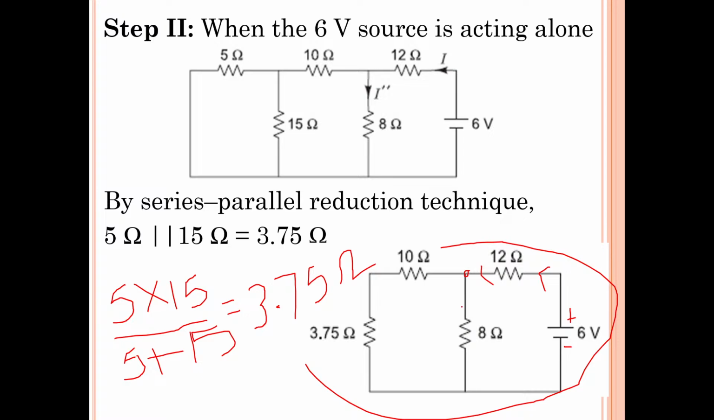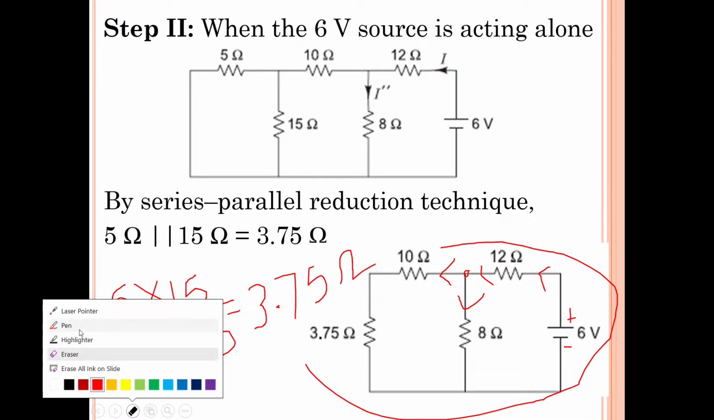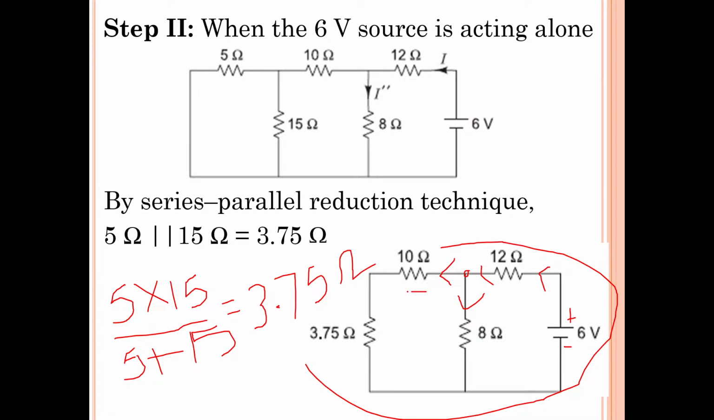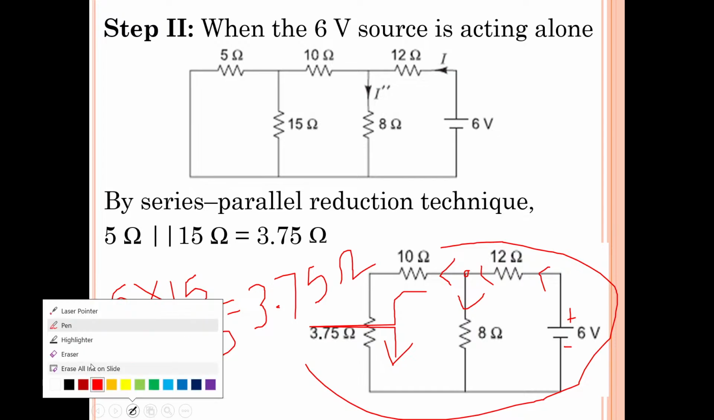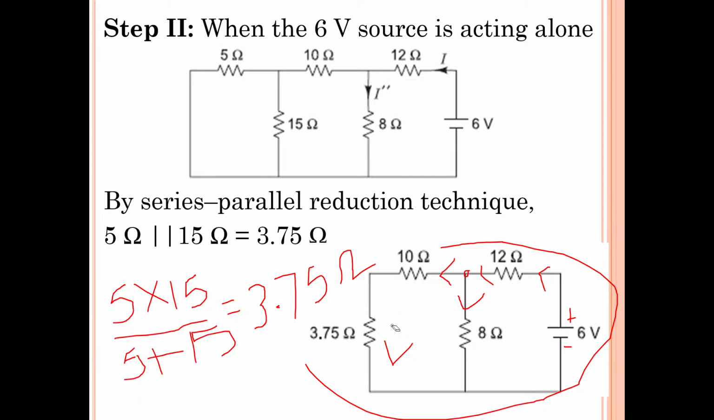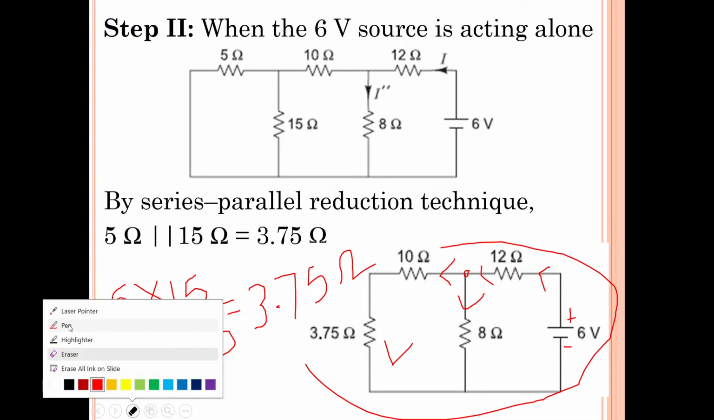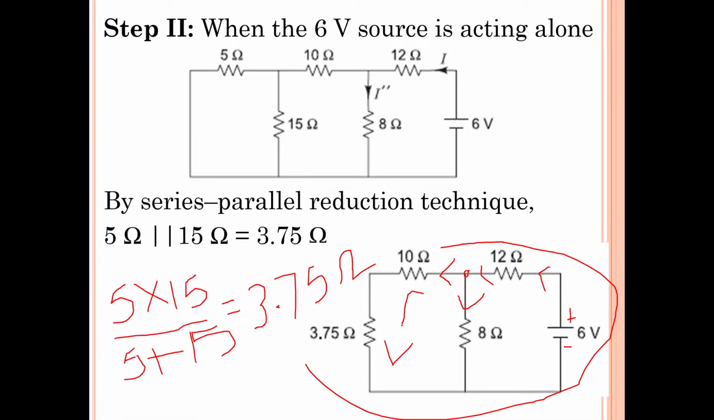At this junction, what is happening? Current will divide into two parts. The current which is flowing through 10 ohms, the same current will flow through 3.75 ohms, isn't it? Whatever current is flowing through 10 ohms, the same current will flow through 3.75 ohms.